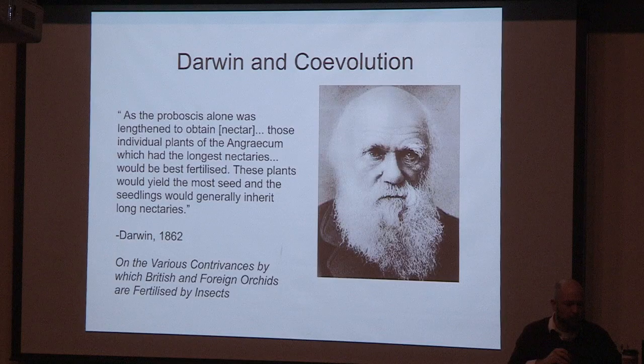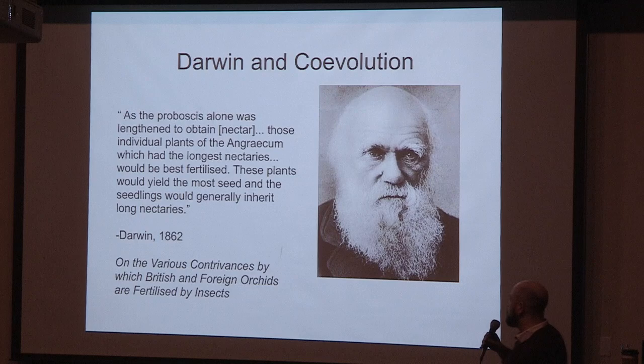Okay, so in this book on the various contrivances by which British and foreign orchids are fertilized by insects, he writes an idea about why this orchid has this huge long nectar spur and why he thought maybe there might be a moth with a really long tongue. And I'm gonna give Darwin's words and then I'm gonna explain it a little bit. So he writes, "The proboscis alone was lengthened to obtain nectar. The individual plants of Angraecum, which had the longest nectaries, so the longest nectar spurs, that thing coming out of the back of the plant, would be the best fertilized. These plants would yield the most seeds, and the seedlings would generally inherit the long nectaries."